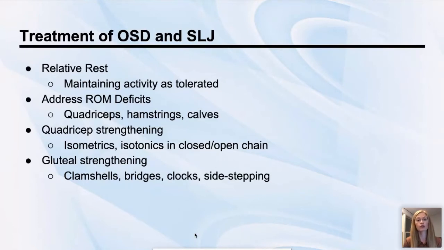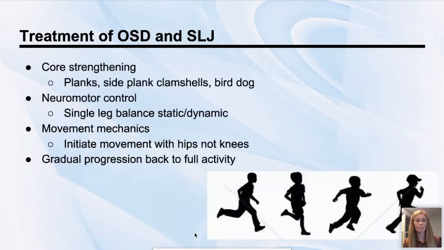And then we also want to do gluteal strengthening: clamshells, bridges, clocks, sidestepping. Core strengthening is really important, more so in kids than you think of adults, because they have decreased segmental stability at this point. So we really want to make sure we're including planks, side planks, clamshells, bird dogs, something into our treatment. Neuromotor control, so single leg balance, static and dynamic.